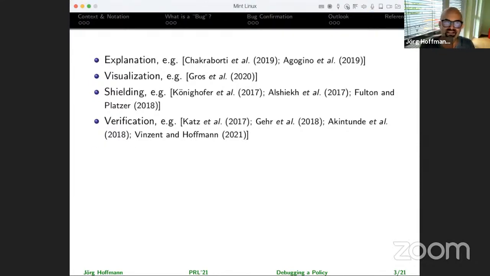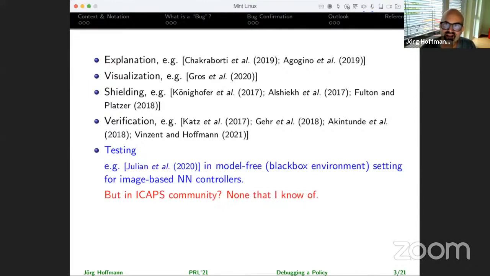One keyword is missing here that's really quite an obvious answer to the question of how to gain trust. Well, testing. It's a scalable method. It's very useful. Everybody knows that. Now, despite that, I found little work in the AI community on testing in the context of neural networks that take images as input and where you have no model of the environment, but I'm not aware of anything at ICAPS. And so our ambition here is to close that gap.